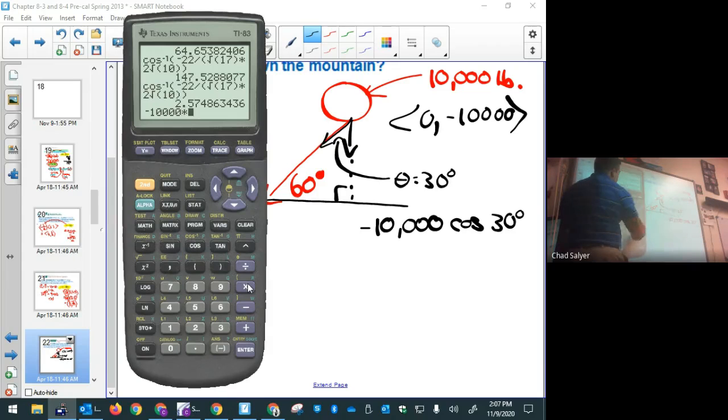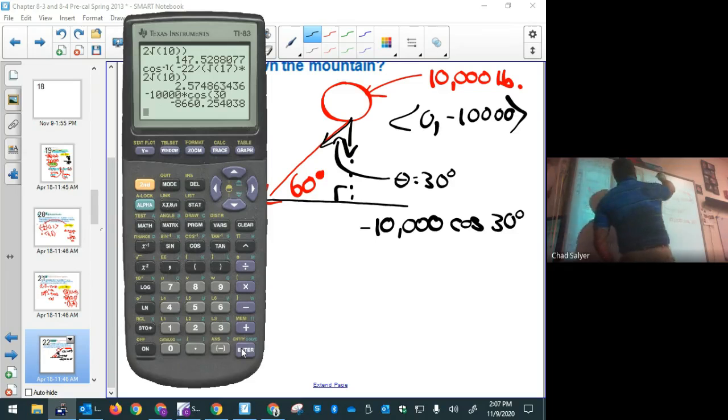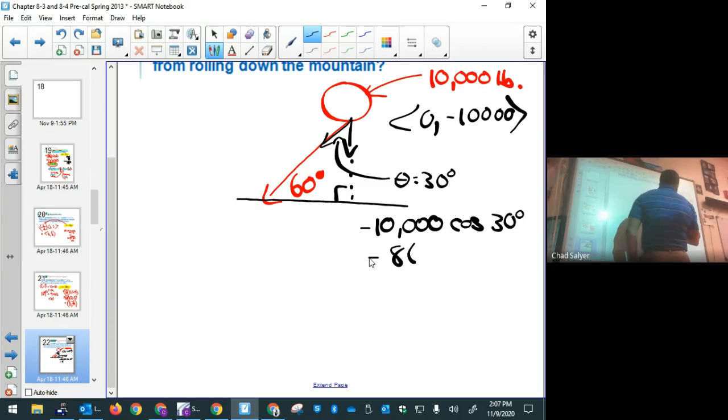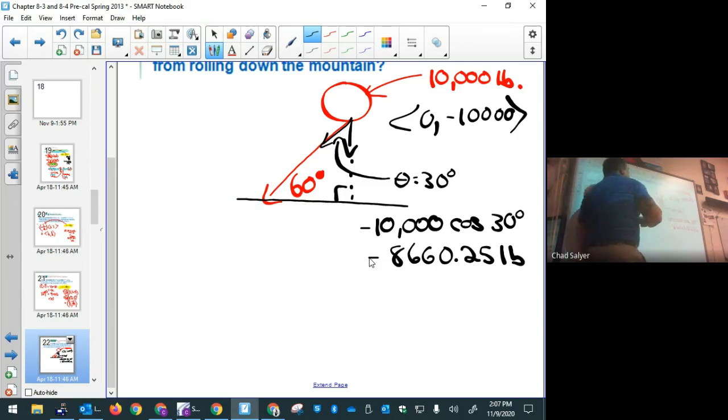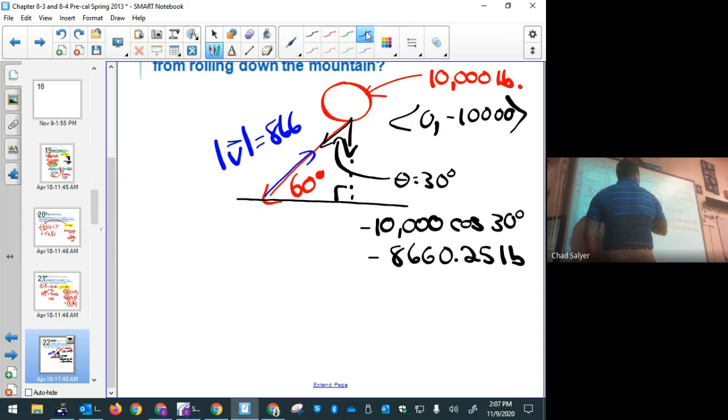we get negative 8660.25. It's also in pounds of force. So the additive inverse along this vector, to hold it still, would have to have the magnitude of this. So the magnitude of the vector that's going to hold it back needs to be 8660.25.